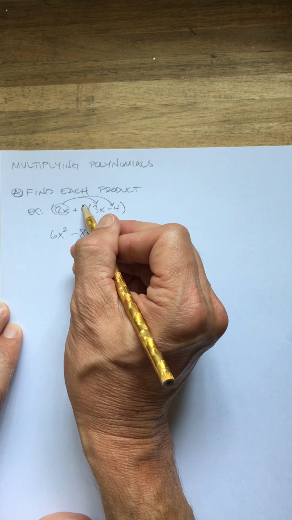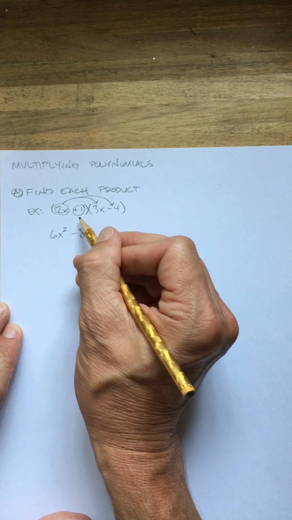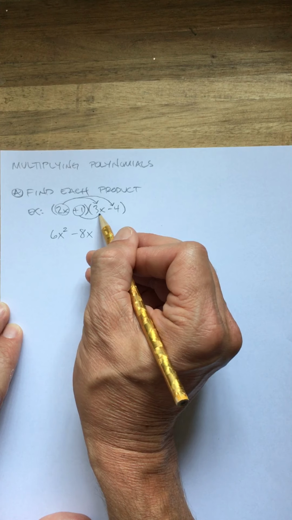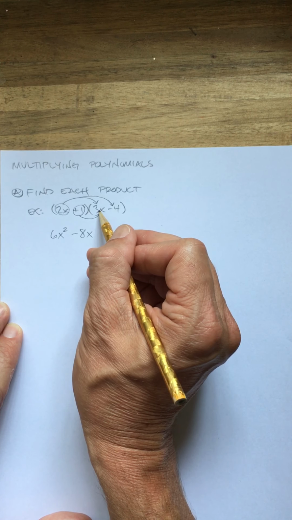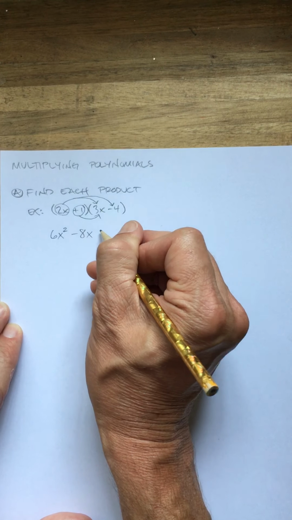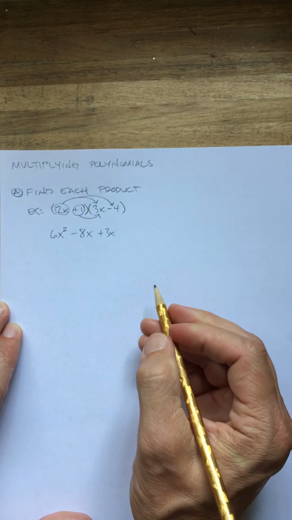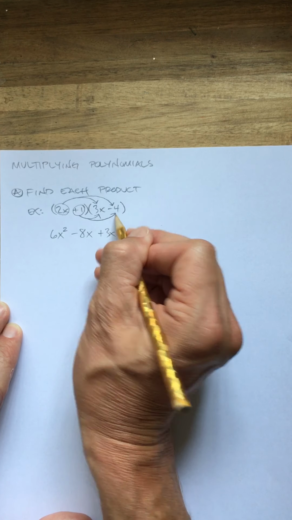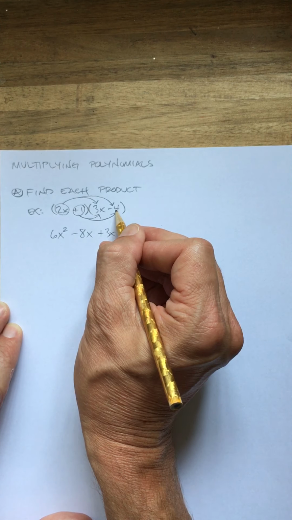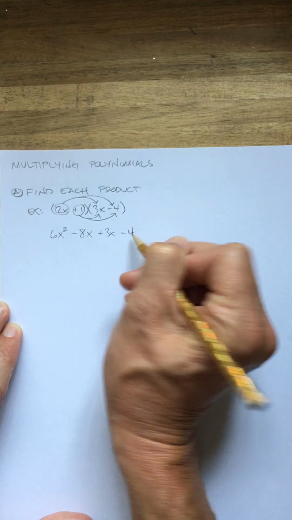So now we're going to take this plus 1, right? And now we're going to distribute it to the 3x. So positive 1 times positive 3x is just positive 3x, so plus 3x. And then we're going to take this 1 and distribute it to the negative 4. So positive 1 times negative 4, that's negative 4.